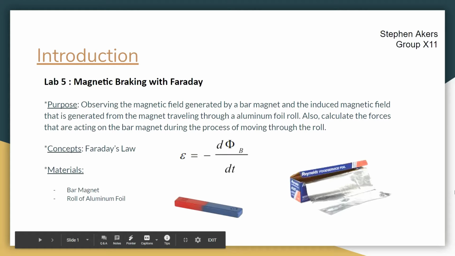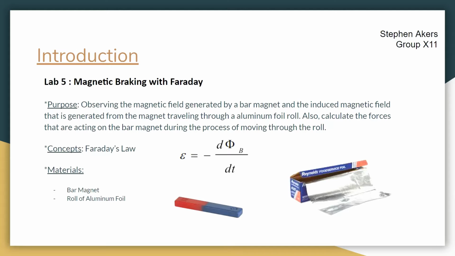Hey, my name is Stephen Akers, and today I'll be reviewing what I have done for Lab 5 called Magnetic Braking with Faraday. The whole purpose of this lab is to observe how a barred magnet flows through a conductor and see how the induced currents affect the barred magnet's motion through the conductor. The way that we're able to figure out what's going on with that is through Faraday's law.